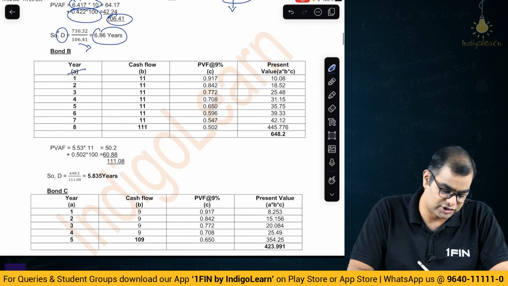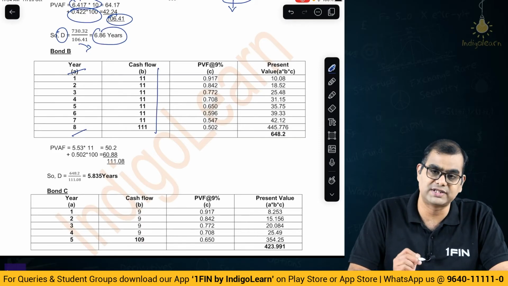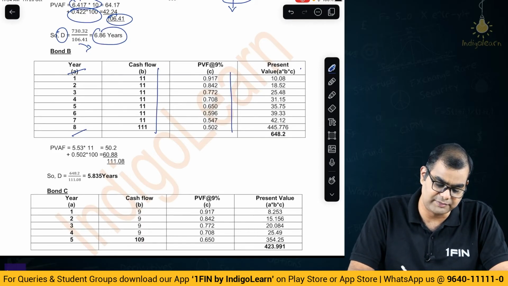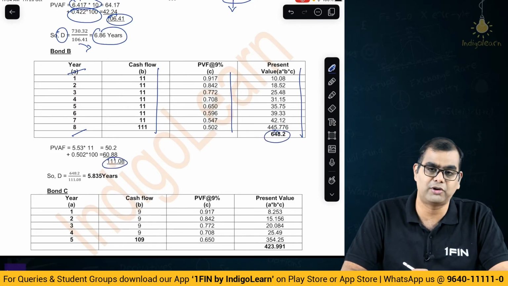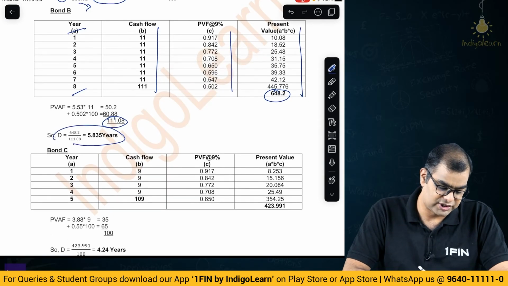Same way you compute the duration of bond B, where the cash flow is 11 per year and the present value factor is at 9%. Then you compute the numerator part, which is 648, divided by the price of the bond, 111, and you get the duration as 5.835.